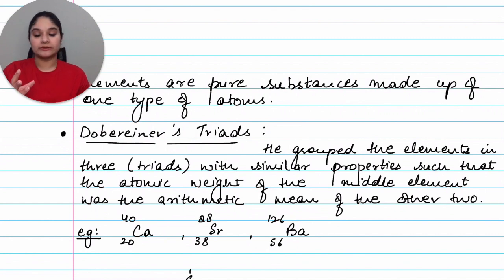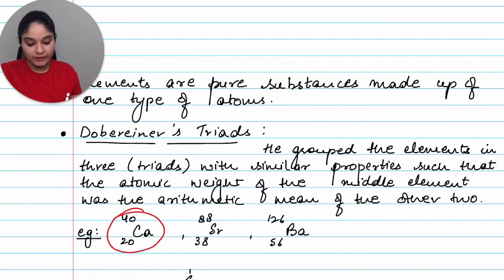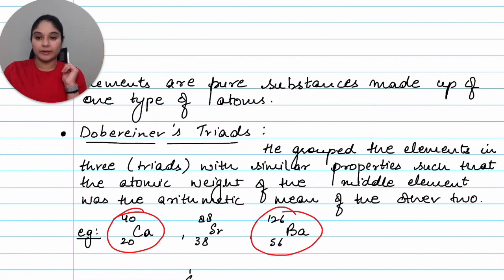What he did was group the elements in such a way that, for example, you have three elements, the atomic weights of the outer two are added, and if you calculate the arithmetic mean, you will get the atomic weight of the center element. So this is how he arranged them. If we calculate the arithmetic mean of the atomic weights of the corner two elements, you will end up getting the atomic weight of the center element.